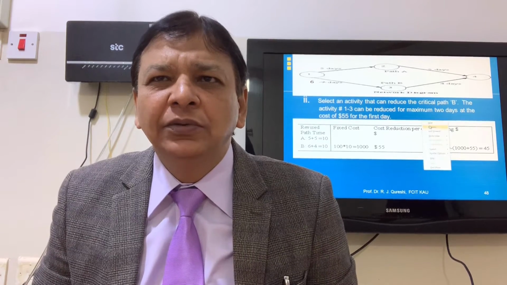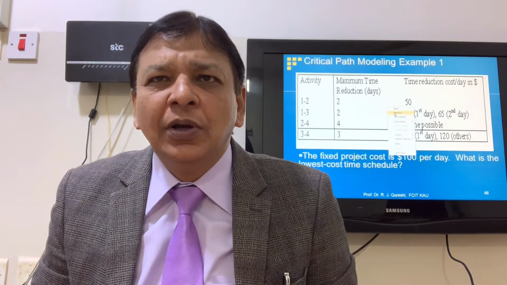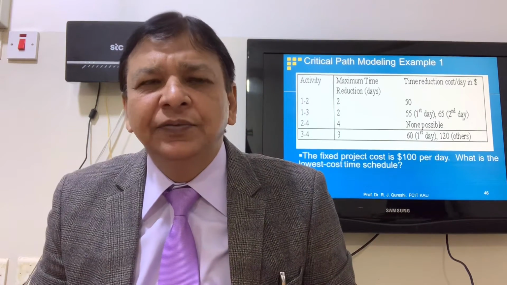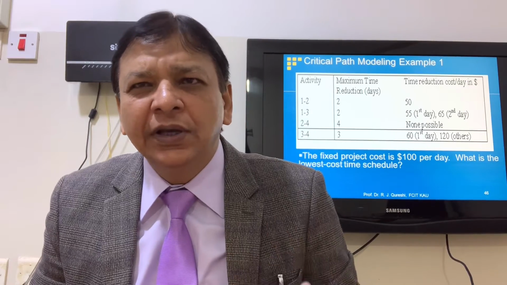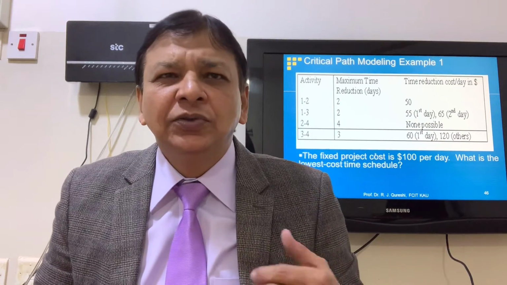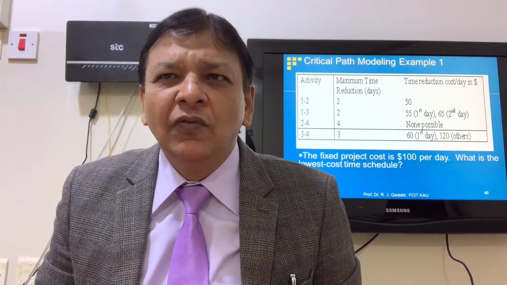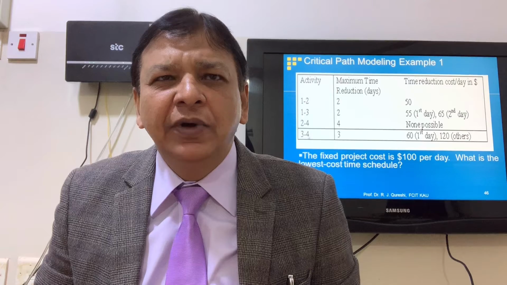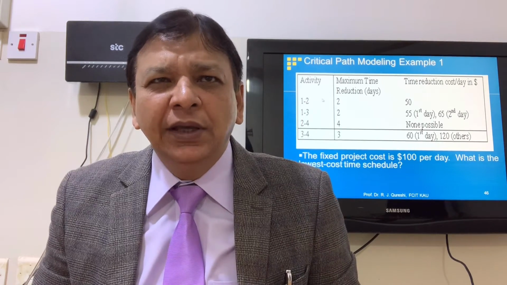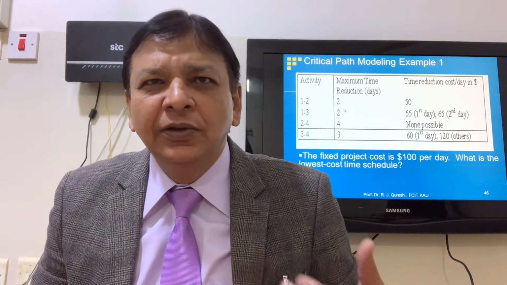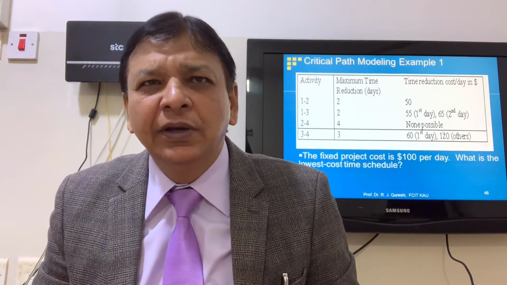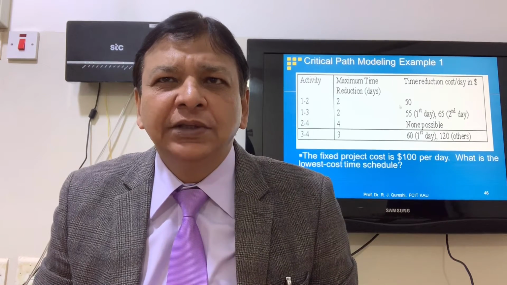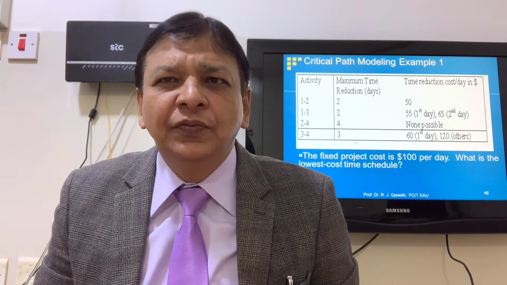Now we go back to our table. Now we have 1 to 3, 2 days, so the second day cost is 65. 3 to 4, the first day cost, because we did not reduce anything, so 3 to 4 first day cost is 60. We compare 65 with 60, 60 is economical, so we'll cut down 1 day from 3 to 4. Path A, 1 to 2, we can reduce 2 days. We have 2 to 4 economically not possible, so we will cut down 1 day from 1 to 2, and the cost is 50. And 3 to 4 cost is 60.